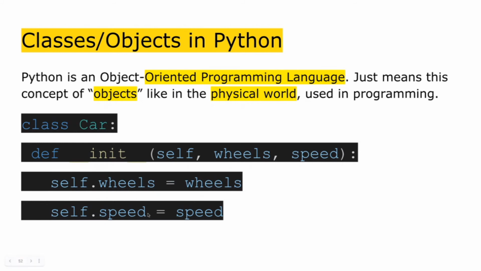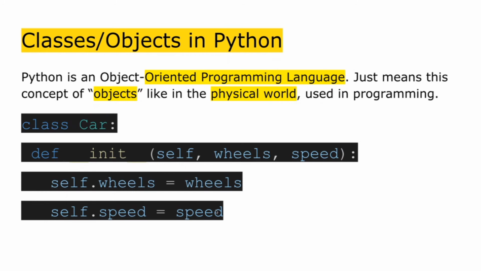self.wheels equals wheels, self.speed equals speed. This init keyword is basically initializing this instance of a class. This self keyword is referring to this instance of a class. The self.wheels, this field, this attribute of this class, Car, is equal to the value passed in, wheels. Self.speed, remember the car's speed, is equal to the value we pass in, speed.